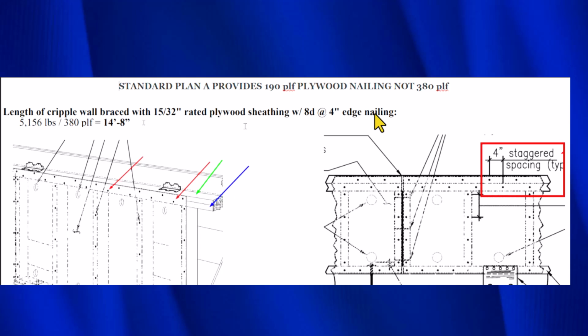Now the original Standard Plan A plans had the edge nailing on the top plate only, but when it was revised later on, it was staggered. So we see here where it's staggered. So we have a nail here, a nail here, a nail here, and a nail here. So we have 4 inches from here to here to here, and then what that means is we have 8 inches between these nails on the upper top plate.